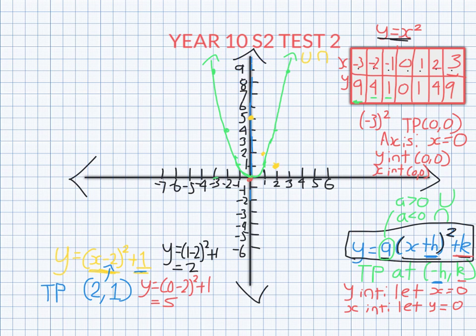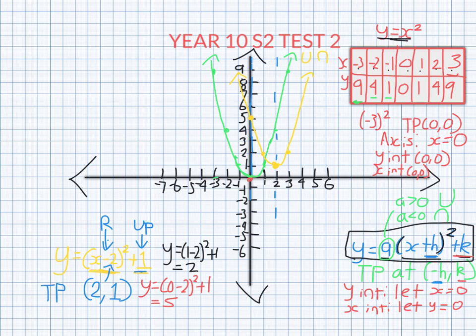Now, because this is the turning point (2, 1), I know that it's going to be symmetrical about this line here, x equals 2. So it's also going to go through that point. I didn't need a 4th point, it just helps me. So now I know that the graph is going to look like this. So this yellow graph is the same as y equals x squared, but it's been shifted 2 to the right and it's been shifted 1 up. So it's just the parabola being transformed.